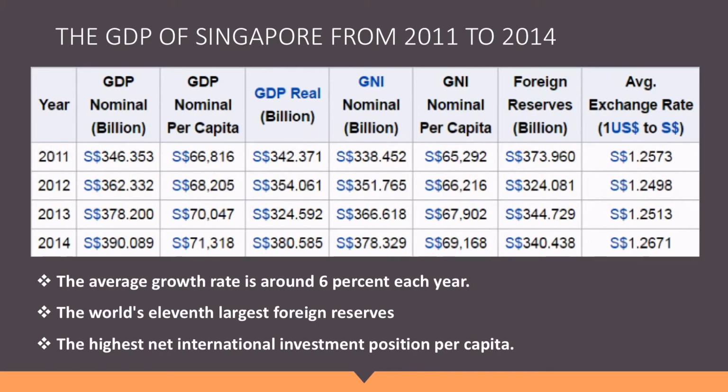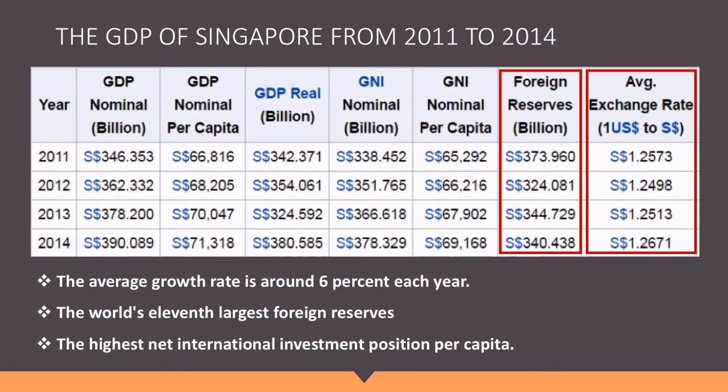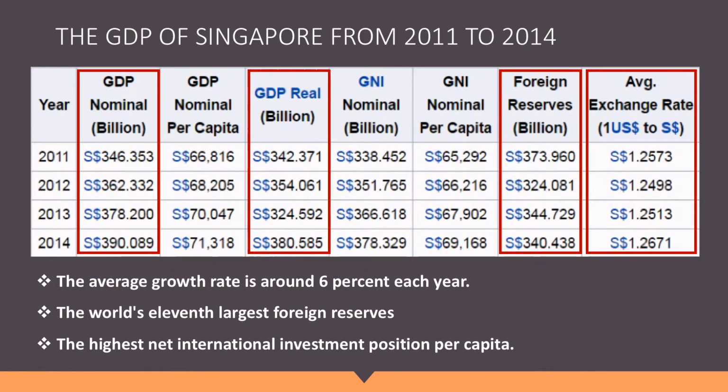This figure is the GDP of Singapore from 2011 to 2014. As it can be seen, the average growth rate is around 6% each year, and the foreign reserve and the average exchange rate are quite steady without too much increase or decrease in the 4 years. Meanwhile, the difference between GDP nominal and GDP real is quite slight.